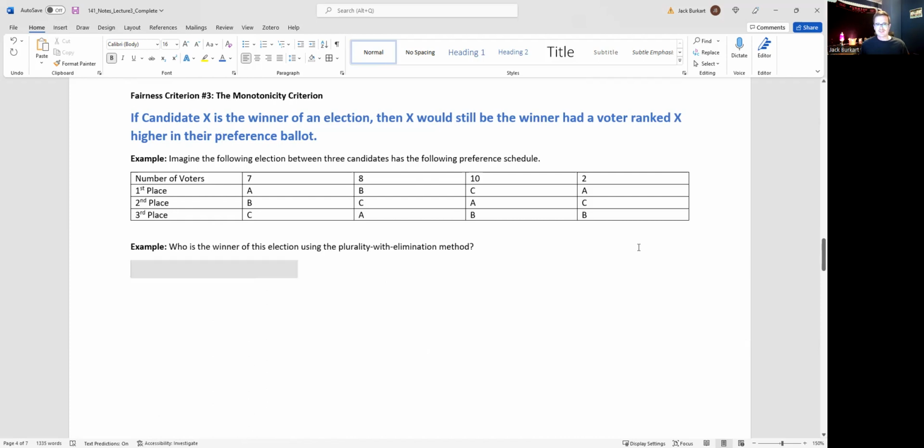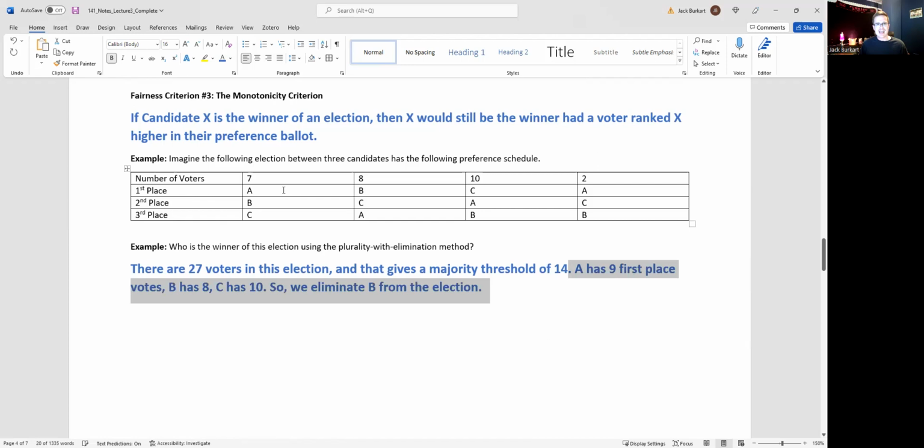All right, so let's unveil the answer right here. With plurality with elimination, first we want to find the majority in this election. There are 27 voters and the majority threshold is 14 total. Candidate A has 9 first place votes, B has 8, and C has 10. So we are going to eliminate B, who has the fewest first place votes.